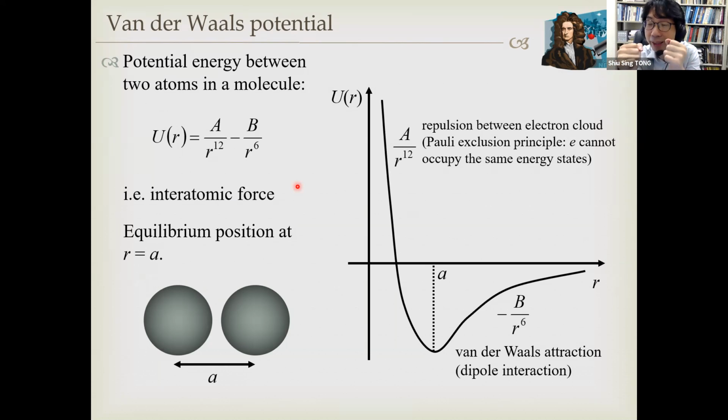There will always be an equilibrium position at which the two atoms or the two molecules are located at rest. Okay, and that is called the equilibrium. Now, you may understand why there's such an equilibrium: why the two atoms or the two molecules cannot get too close, or cannot get too far separated.